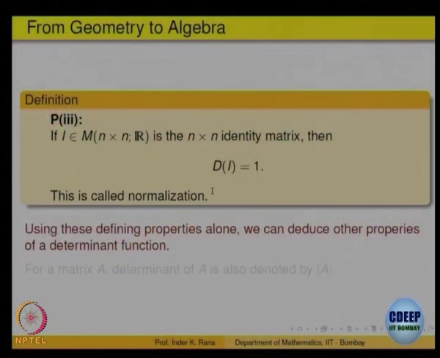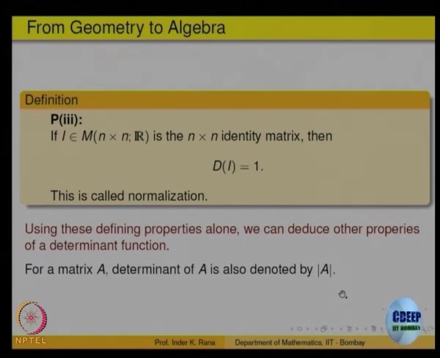Sometimes instead of writing the letter D of a matrix A, one also puts two bars around A. This symbol also is used to indicate you are looking at the determinant of the matrix A, a notation only, nothing more than that. Is it clear?